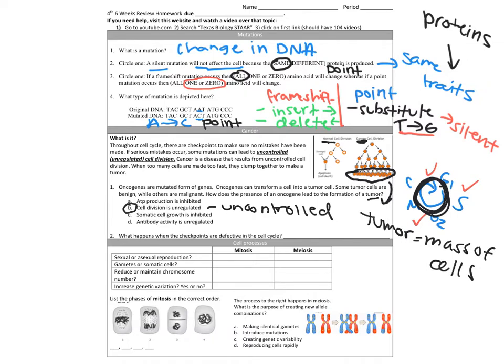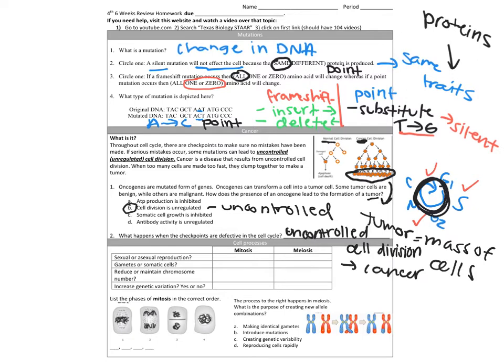Now, what happens when those checkpoints over here in red are defective? We can have mutations that lead to uncontrolled or unregulated cell division. And that disease is called cancer.